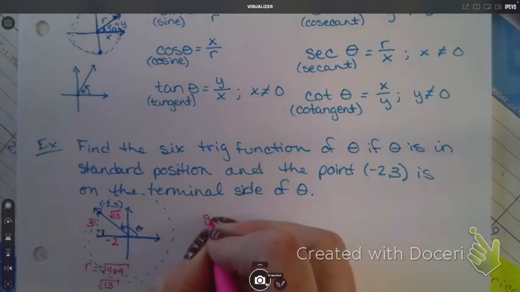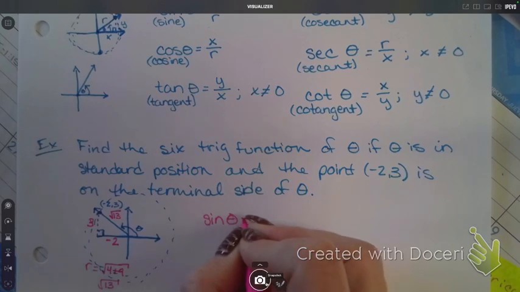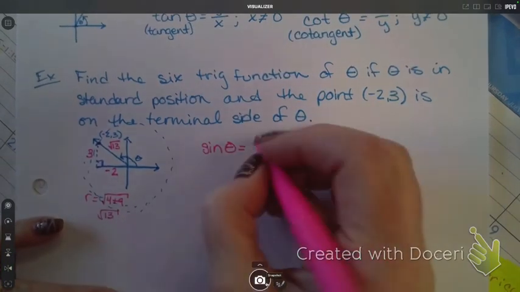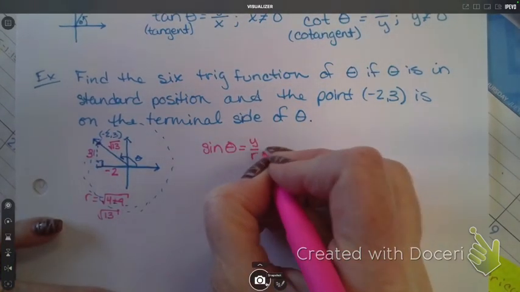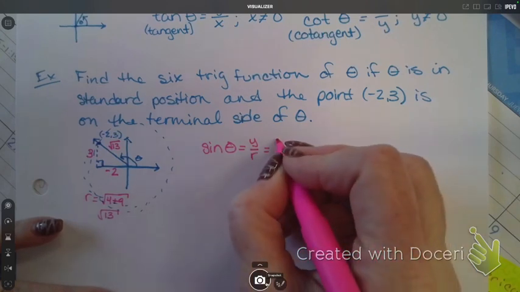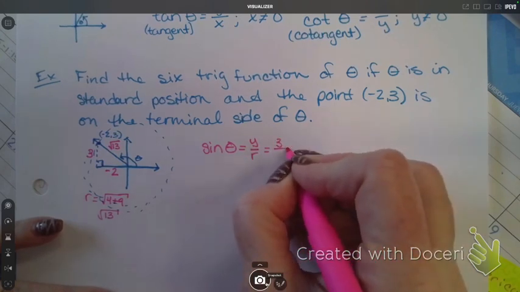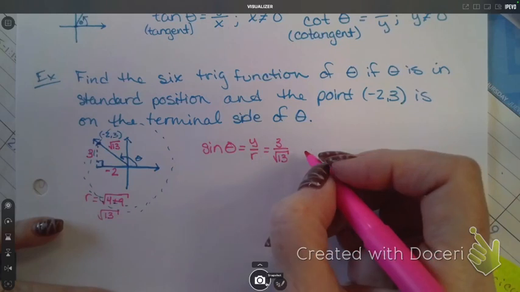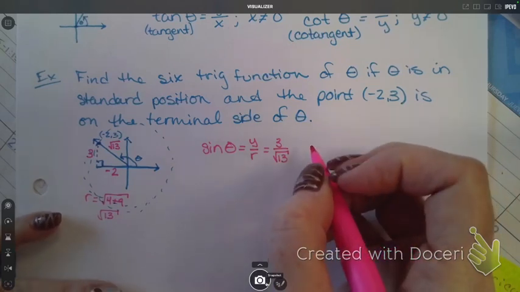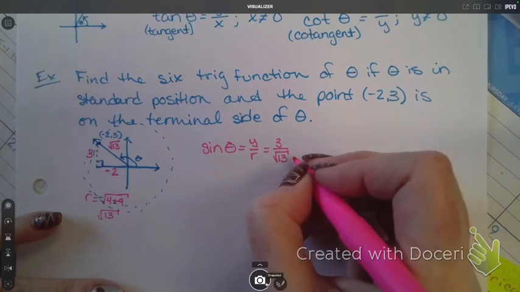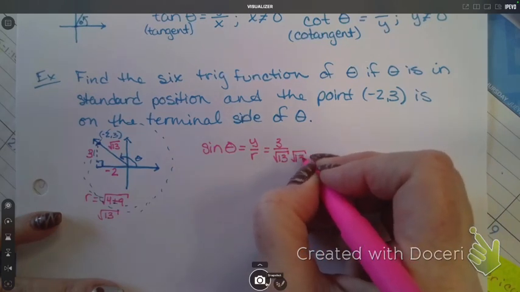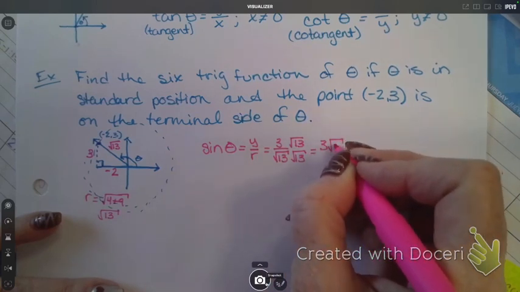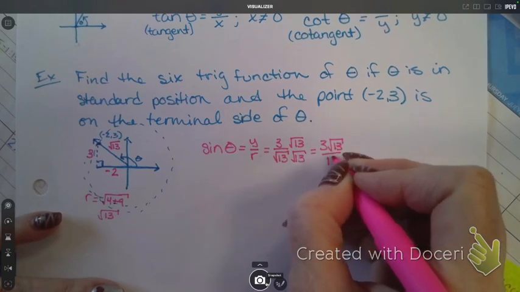Okay, so the sine of theta equals what variable over what variable? Y over r, which equals 3 over the square root of 13. Can I leave it 3 over the square root of 13? Nope. How do I take care of that? Guys, remember? The square root of 13 over the square root of 13. And that's called rationalizing. And so you have 3 square root of 13 over 13.